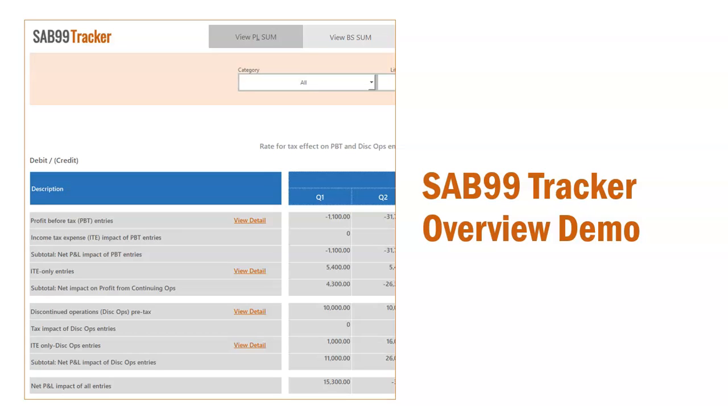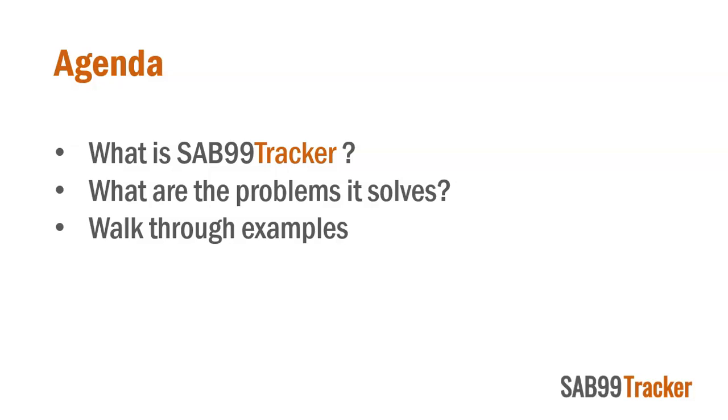SAB 99 Tracker is the easy way to aggregate uncorrected errors for SAB 108 and SAB 99 analysis. In this video, we'll walk through what SAB 99 Tracker is, what problems it solves, and we'll walk through an example.